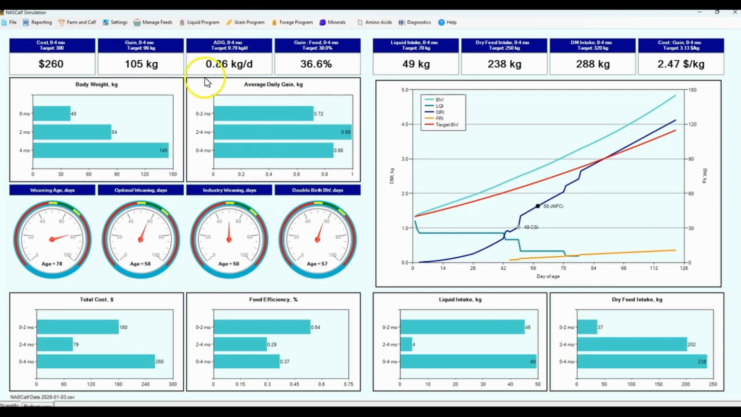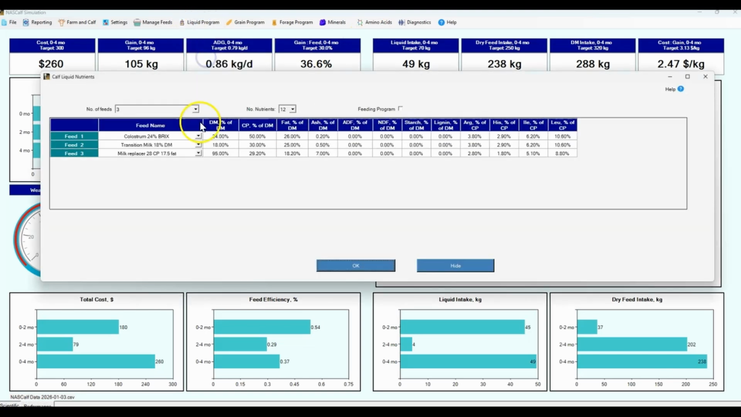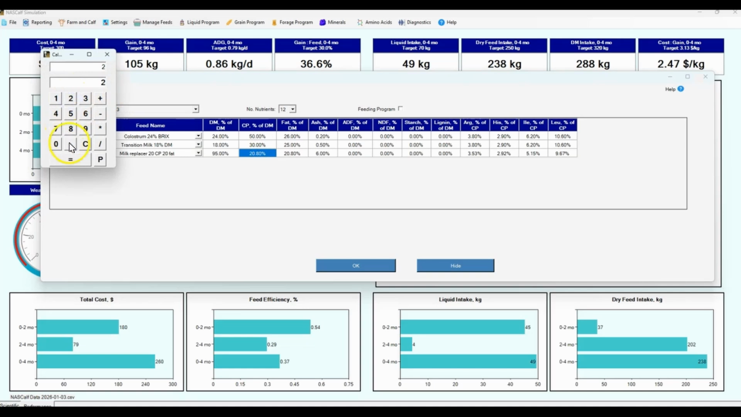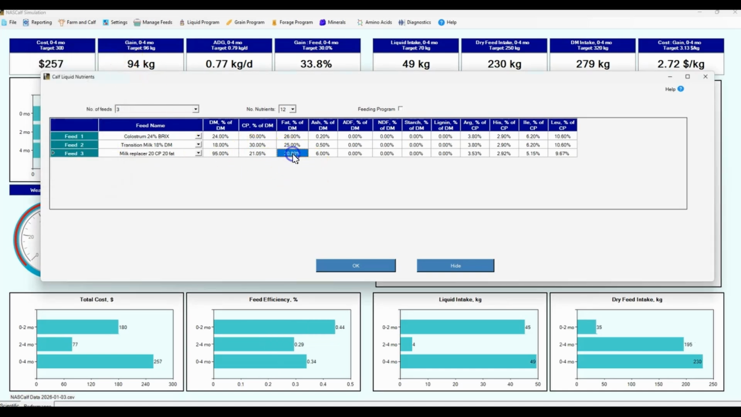Here we'll define 3 liquid feeds: colostrum, transition milk, and milk replacer. In this example, we'll select a simple 20/20 milk replacer formulation representative of products commonly used in early weaning programs. Because nutrients are entered on a dry matter basis, we'll adjust protein and fat accordingly. With a dry matter of 95%, 20% protein becomes 21.05% on a dry matter basis. I can paste the value directly into the cell using the calculator and repeat the same calculation for fat. We'll calculate ash the same way.